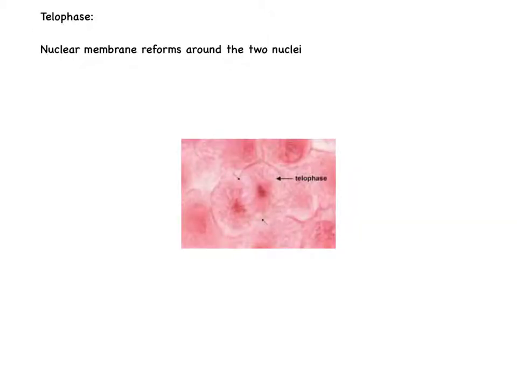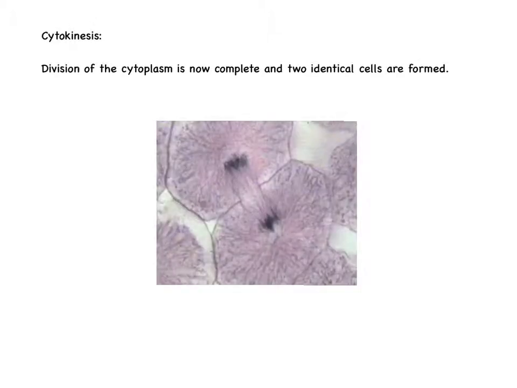That then moves into telophase, and in telophase the chromatids are now at the poles and the nuclear envelope starts to reform around these two nuclei. Which just leaves us with cytokinesis, which is the final division of the cell to make two new cells.